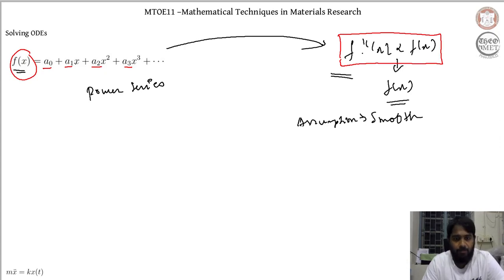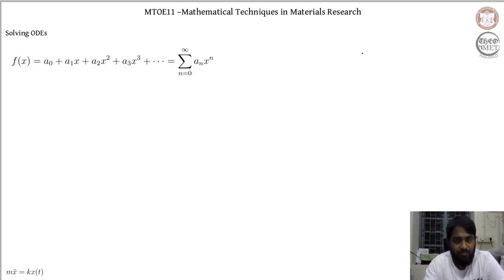Now the power series expansion can be expressed in this way, using the summation notation. Now when I want to find out these coefficients, let's begin by considering a0. The a0 can be known when I substitute x equal to 0.